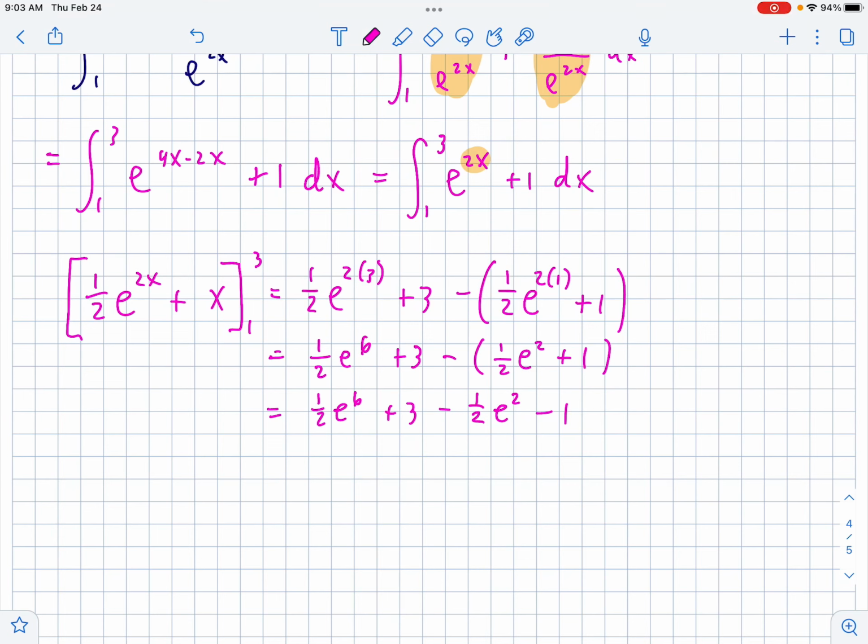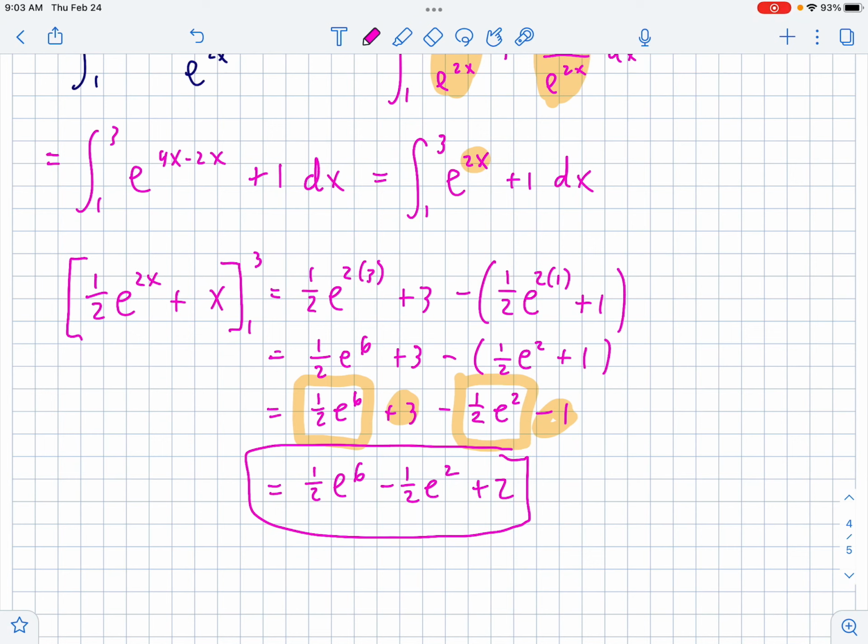Now, there's really not a whole lot we can do to clean this up except for the plus 3 and the negative 1. I know it feels like you should be able to do something with these, but that's kind of like saying that x to the 6th and x squared should be able to be combined, which you can't. They're very separate terms. So we're going to say the final answer is 1/2 e to the 6th minus 1/2 e squared plus 2. Does the book agree? They do.